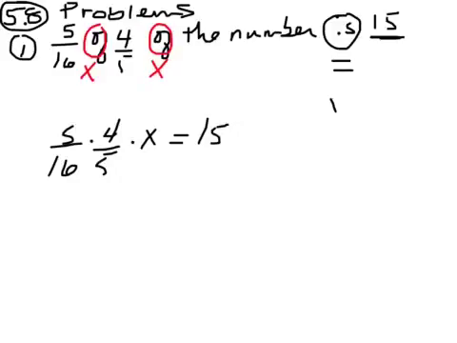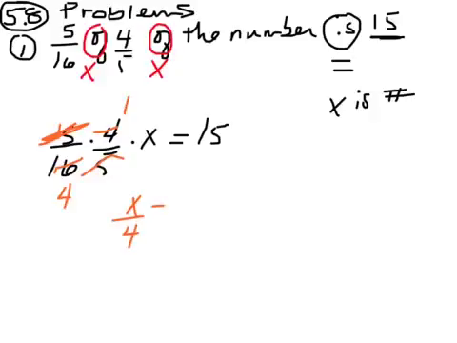You can just say x is the missing number. Now, all we've got to do is simplify this, and it's not so bad. Remember, these 5s are going to cancel out. 4 goes into 4 once, 4 goes into 16 4 times, and I end up with 1x over 4, which is just x over 4, is equal to 15. You could put the 1 out in front if you want to.